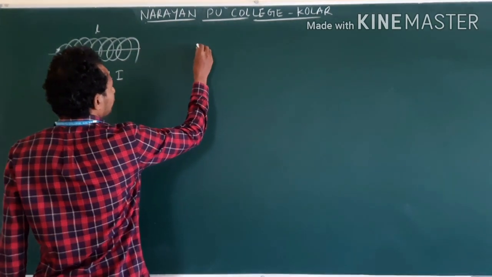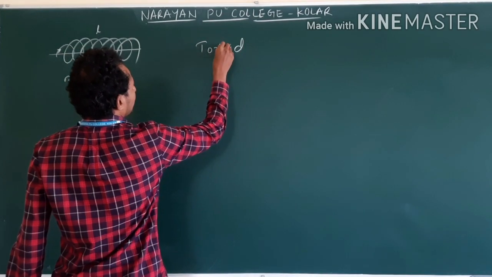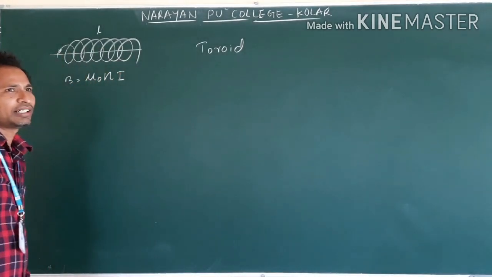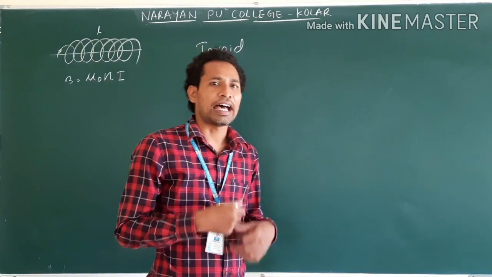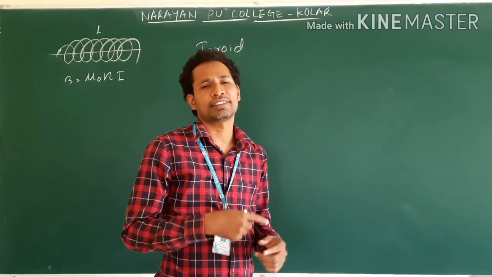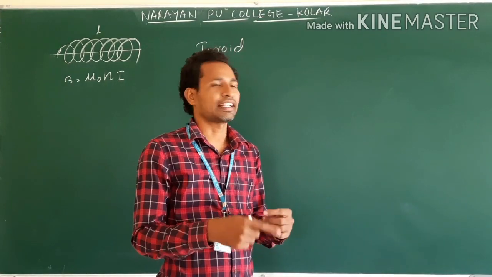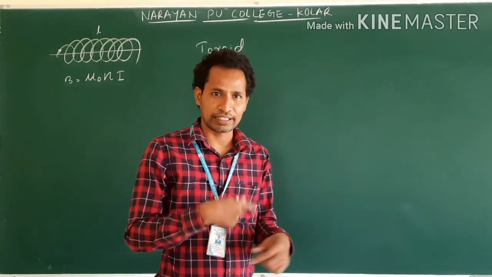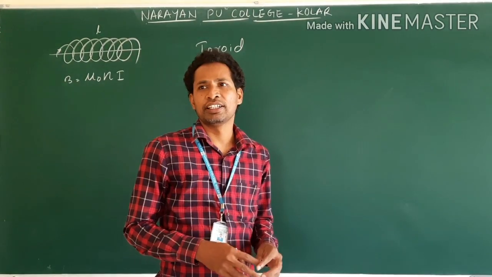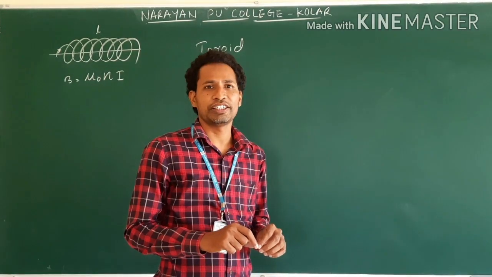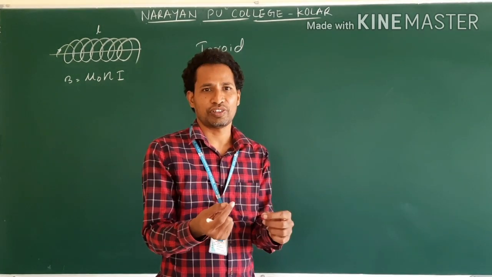Next discussion is the toroid. A toroid is nothing but a hollow ring. Over the ring, we will have turns. A current carrying conductor wound on a circular ring, or sometimes we can say a solenoid which is bent into circular shape to close itself. Clear?